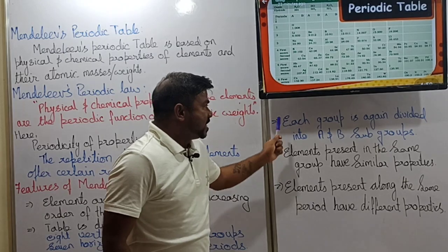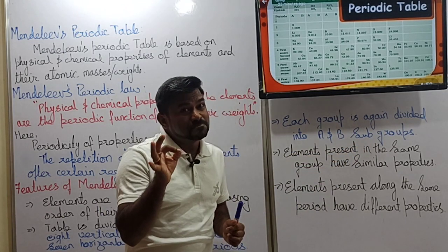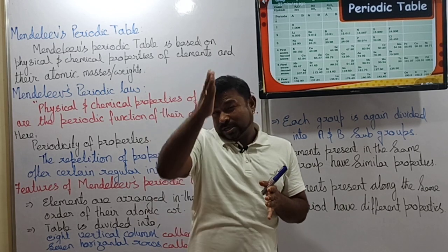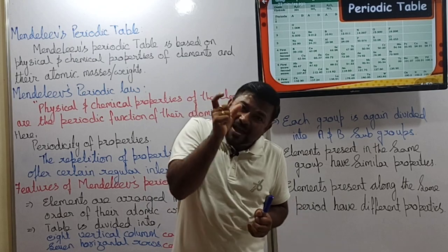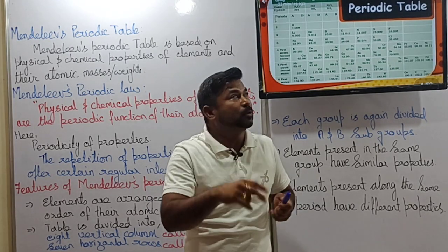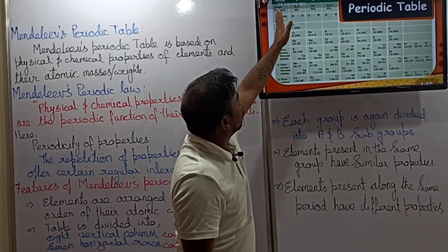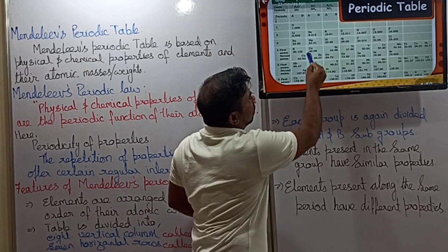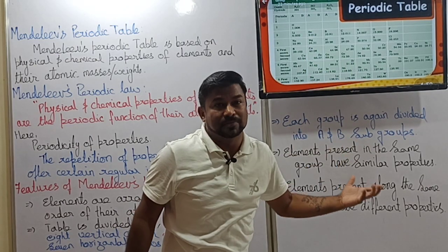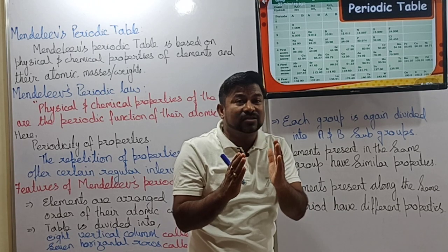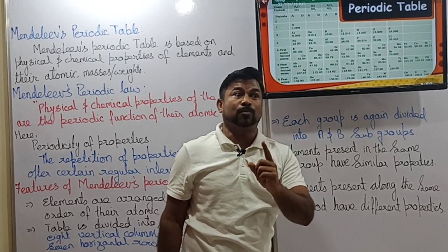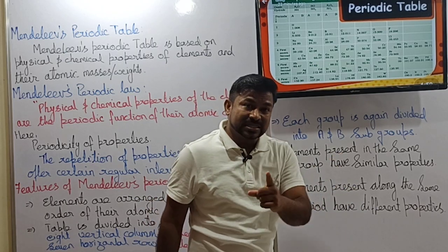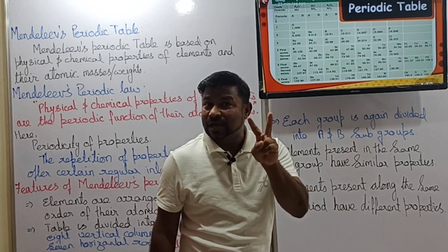If you see here, this is very important. Every group, the vertical ones, we have considered totally. Again, every group he has divided into 2 subgroups. If you check, in the first group itself, a few elements are towards this side and a few elements are towards that side. Each group, again he has divided into subgroups. This is a very important point. He has divided every group into 2 subgroups.